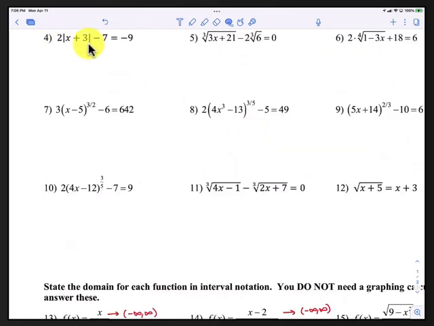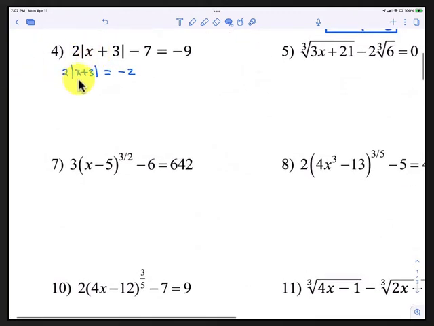All right, for number 4, we have the absolute value here. So we want to get the absolute value by itself on one side. First we'll move the minus 7 over by adding it. So adding 7 to both sides, we get 2 times the absolute value equals negative 2. Then we'll need to divide by 2 on both sides. So now we have the absolute value is equal to negative 1. And at that point we can stop, because the absolute value cannot equal a negative number. And therefore, this is no solution.